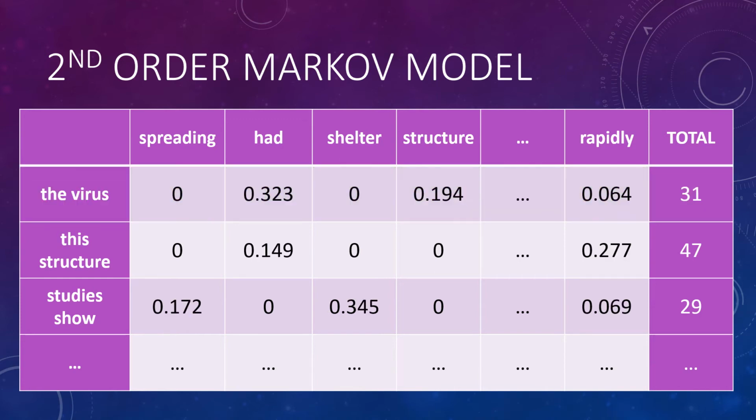We do this for all the rows in the table, or for all the two-word phrases that we saw in the input text. We have finished creating the Markov model.